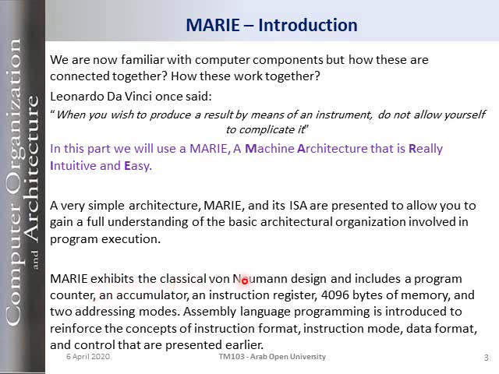Also, Maria exhibits the classical von Neumann design. We have talked about the von Neumann design in part 1 of meeting 4. So it uses the same design and includes a program counter, a register for program counter, also the accumulator as a register. It has also an instruction register. The memory size is 4096 bytes and 2 addressing modes. Assembly language programming is introduced in this part, so we'll talk about assembly language programming to reinforce the concept of instructions format, instruction mode, data format, and control that are presented earlier.